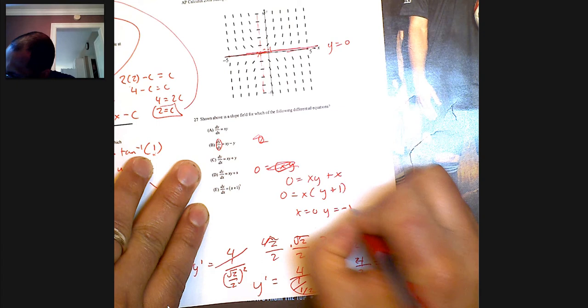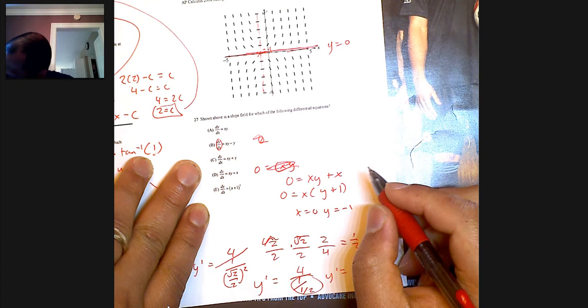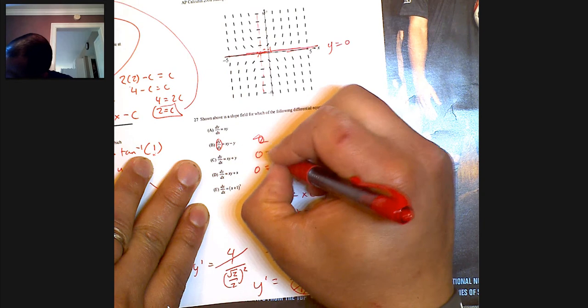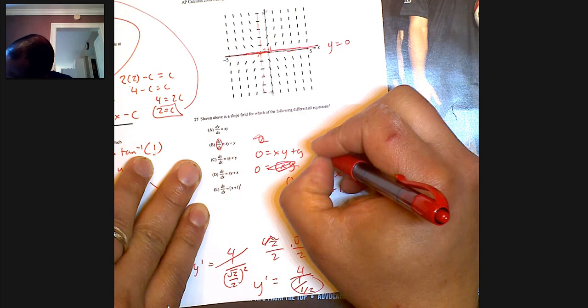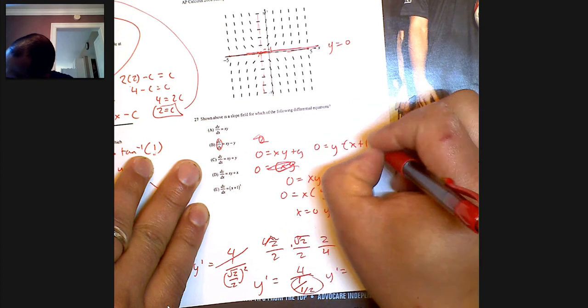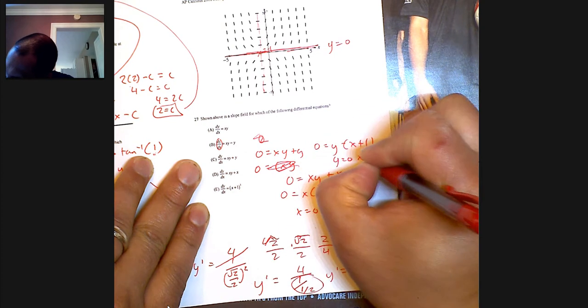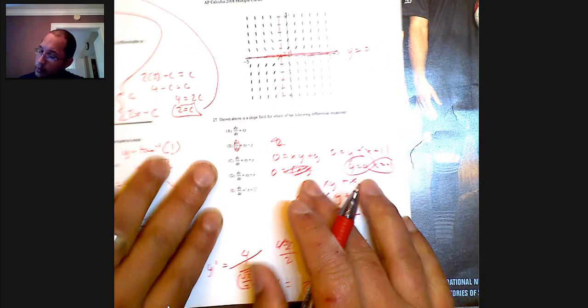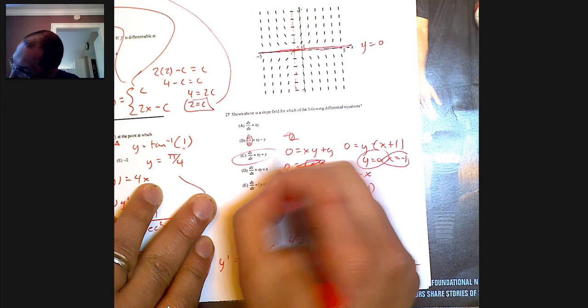Well, that didn't work. Okay, so try this one. 0 equals xy plus y, factor out a y, x plus 1. Yeah, y equals 0, x equals negative 1. So that's a little trick that we were going to go into with our slope field section, but we didn't have time.